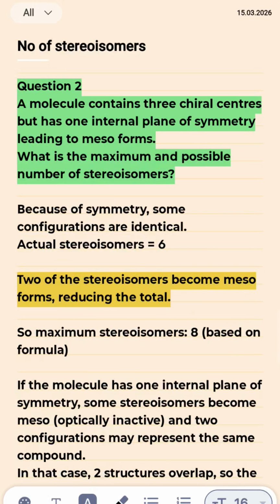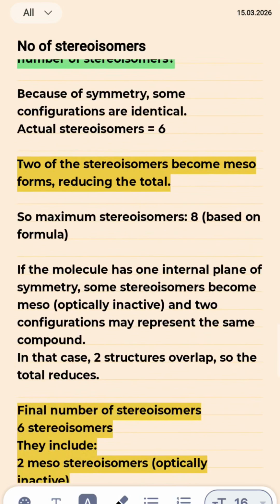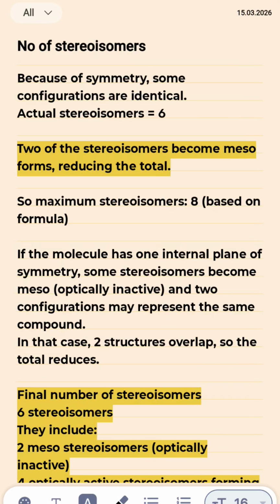Question 2: a molecule contains 3 chiral centers. As per the formula 2 to the power of 3, there can be 8 stereoisomers, right? But there is one internal plane of symmetry, leading to a meso form. So what is the maximum possible number of stereoisomers? Because the symmetry is there, some configurations will be identical. The actual stereoisomers come to 6, because one meso is there, so you get 2 such forms. So 8 minus 2, you will get 6.